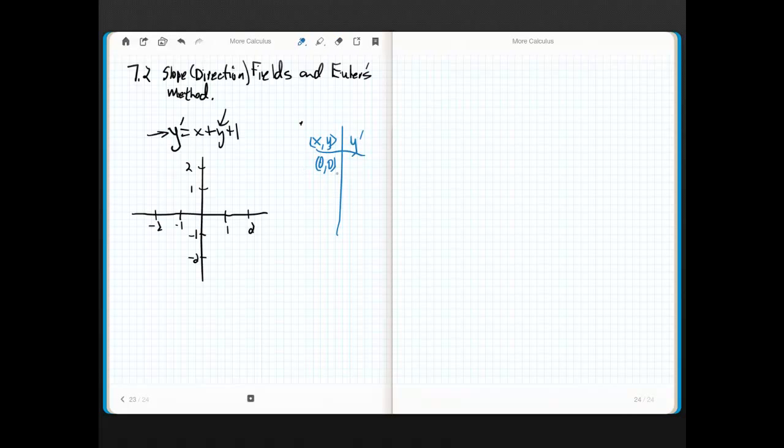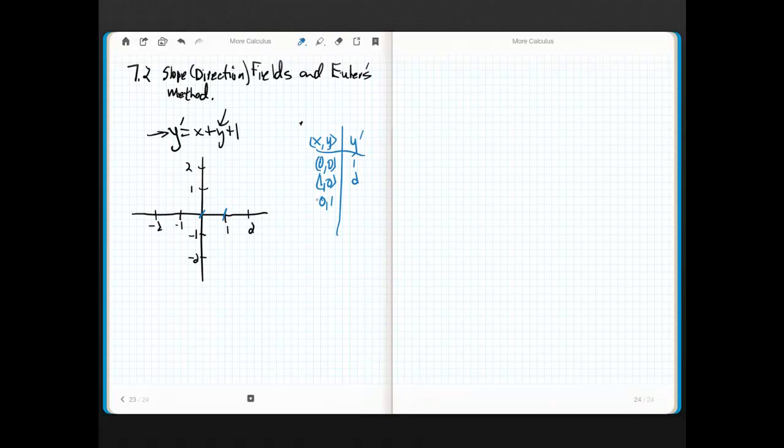If I stick 0, 0 in here, do you agree that I get 1? Which means that at the origin, I have a slope of 1, right? If I plug in 1, 0, that means I stick a 1 in for x and a 0 in for y, and I get 2. So right here, I get a slope that looks like that.